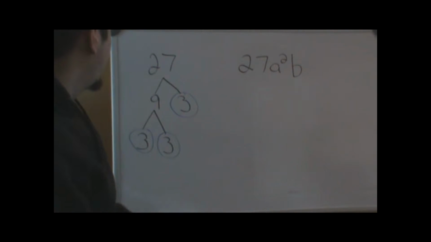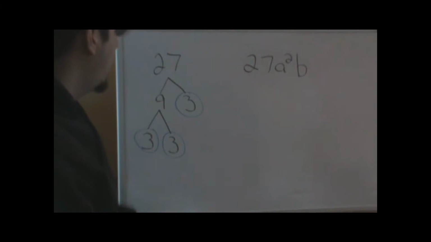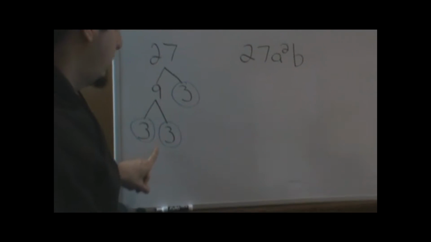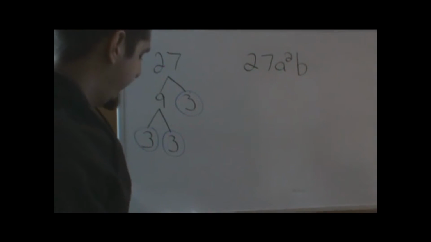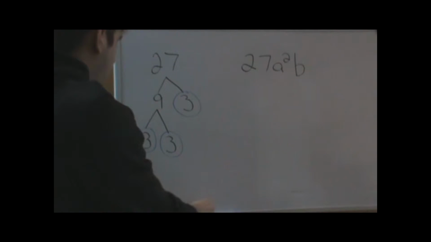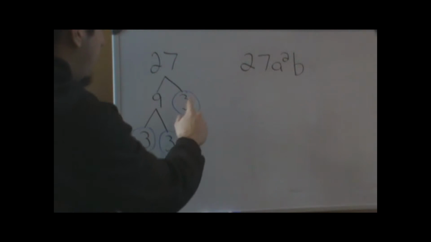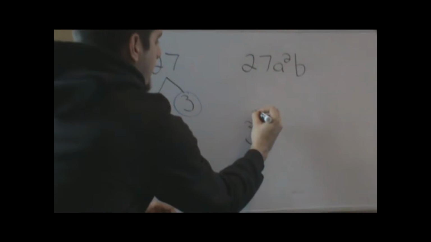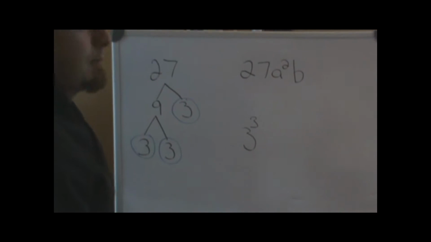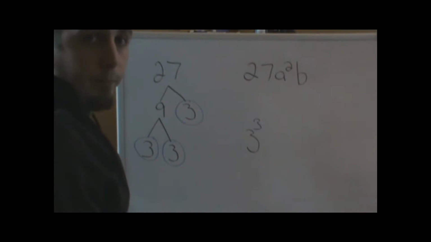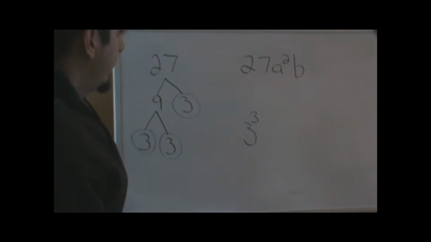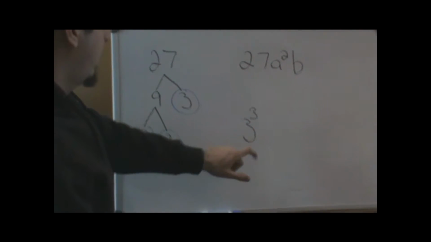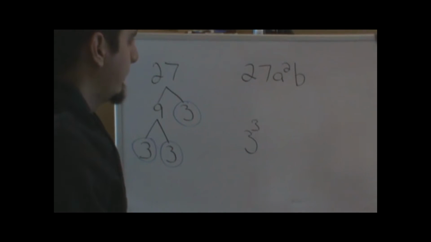Just as a refresher, in case you didn't see the previous video, when you're finding the prime factorization of a number, you need to use a factor tree. So instead of writing out 3 times 3 times 3, I'm going to condense that and write 3 to the third power. This means the same thing as 3 times 3 times 3. So the 3 to the third power is part of our answer. That's the prime factorization of 27.